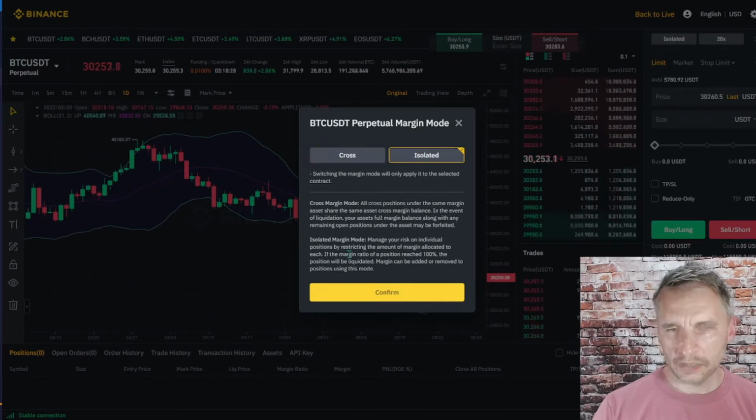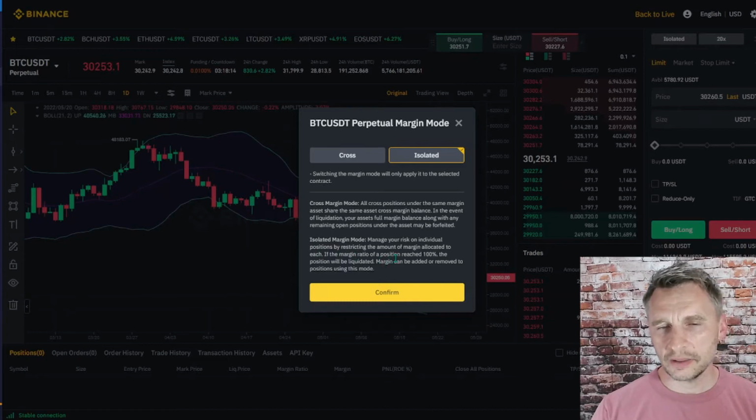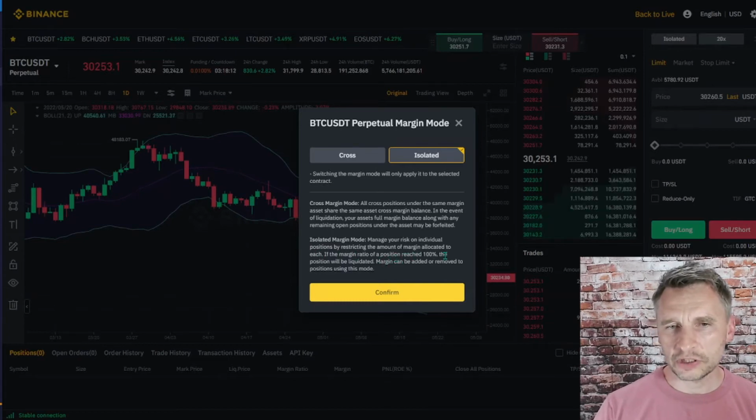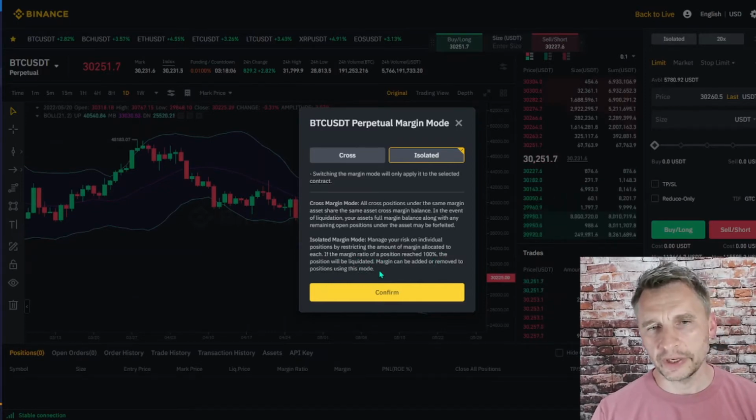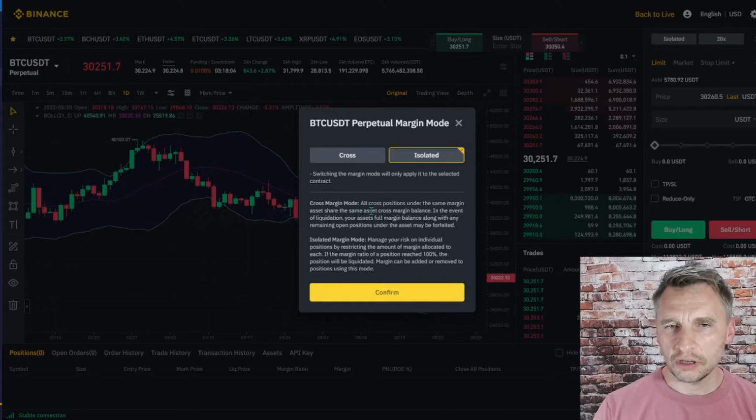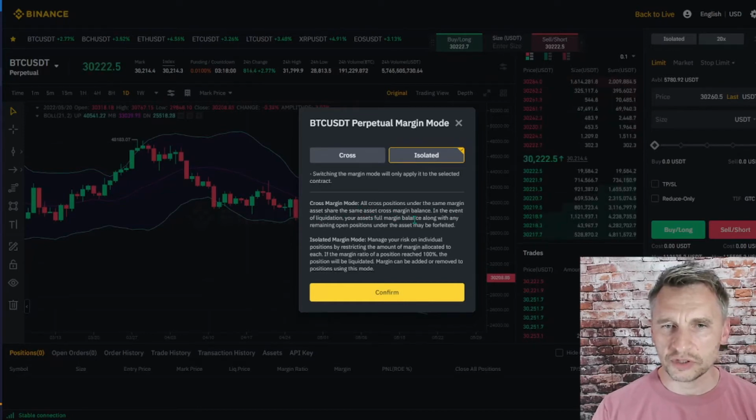Isolated means that when you place a position, the position is restricted by the amount of margin allocated to each. If the margin ratio of a position reaches 100%, the position will be liquidated. On cross position, all cross positions under the same margin asset share the same asset cross margin balance.